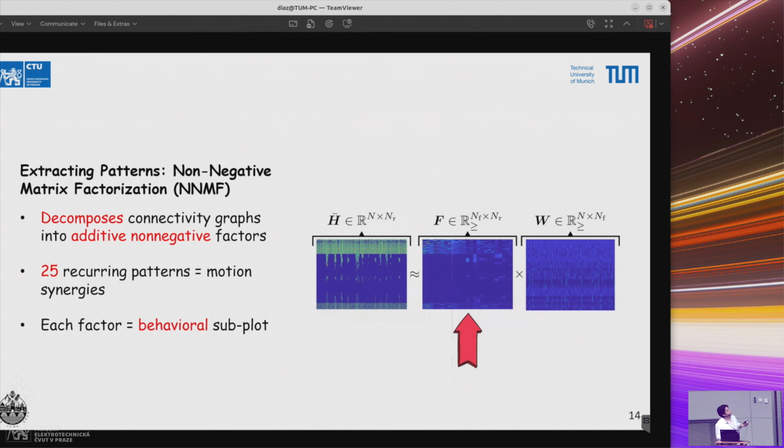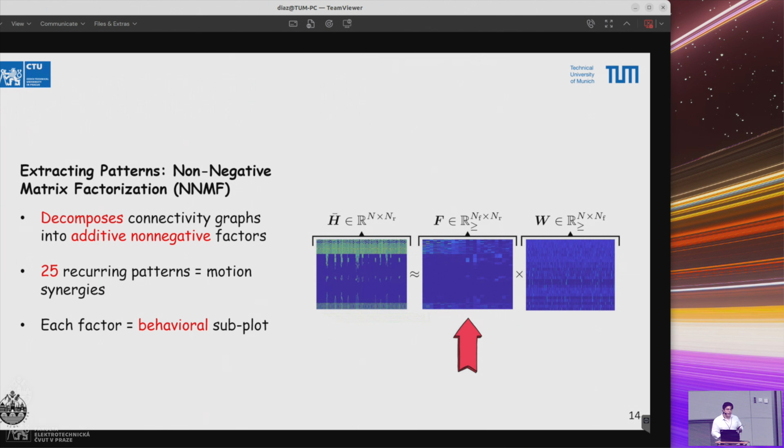To do this, we use a technique called non-negative matrix factorization. The reason is that we have the relationships and all of them are positive, because they are coming from the mutual information, which also provides positive values for the connections between the signals. Since we have this constraint, non-negative matrix factorization allows us to do that.